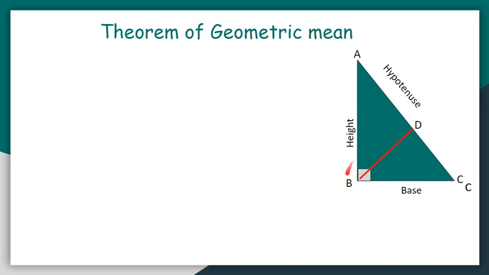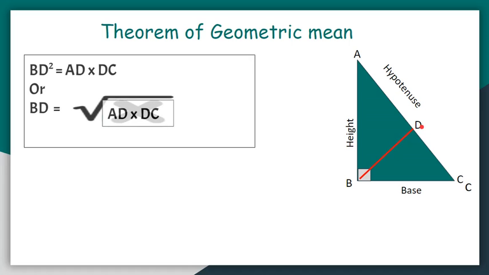There is a right angle triangle. From the vertex which has the right angle, I am drawing a perpendicular on the hypotenuse. It will always be a perpendicular to the hypotenuse. Suppose it meets the line AC at the point D. Then the theorem says that BD square, this is the length of BD, the square of BD is equal to AD into DC.